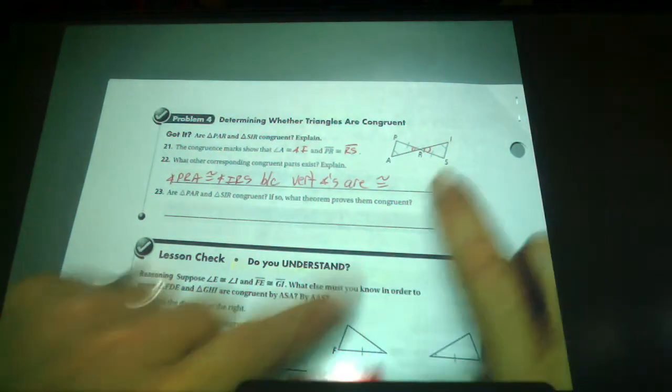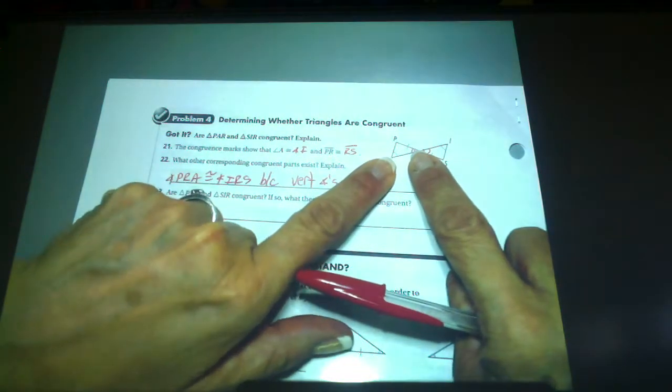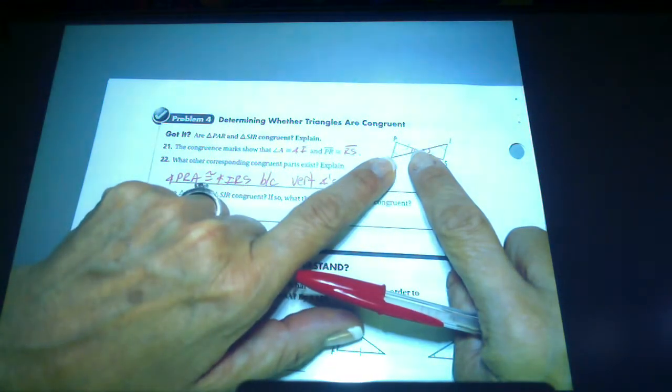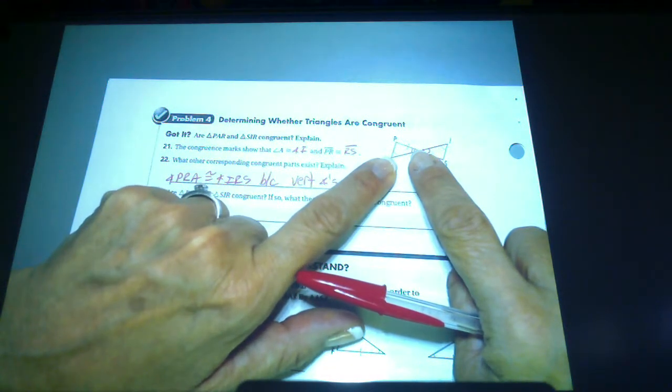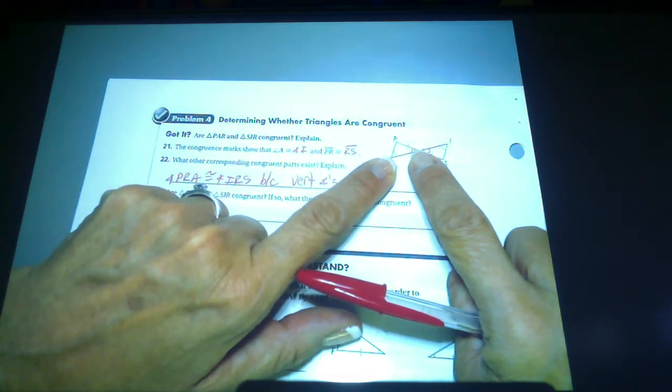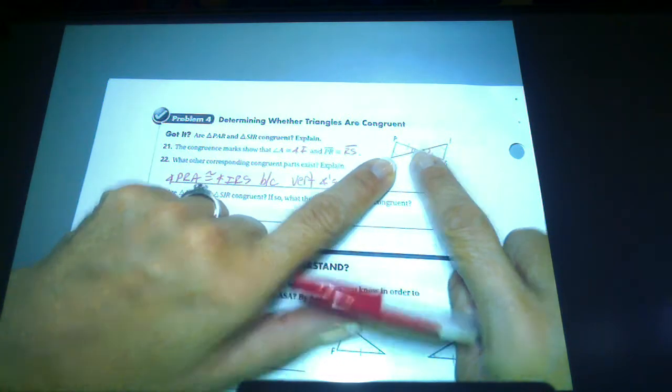So we have two angles and a side. Is that side included in between the two angles? Yes or no? That tick mark side is not in between my fingers, is it? Nope. So is that AAS or ASA? AAS. So yes, triangle PAR is congruent to triangle SIR by AAS postulate.